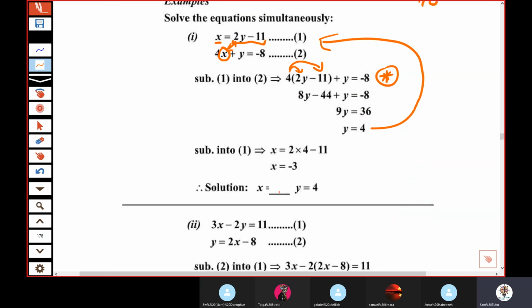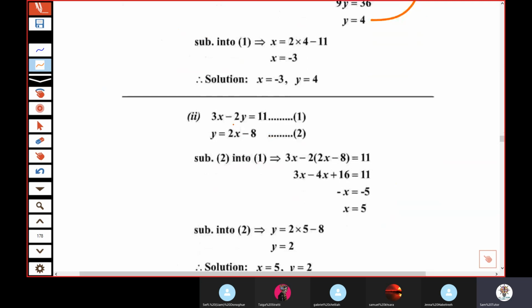Let's have a look at it again. Here it is. 3x take away 2y equals 11. Y equals 2x minus 8. What do you do? You substitute number 2 into number 1. You replace this y for this y. You get that, Tiger? Yeah.